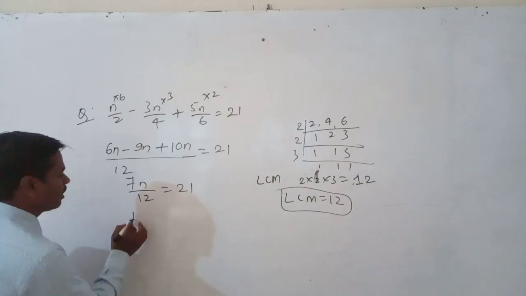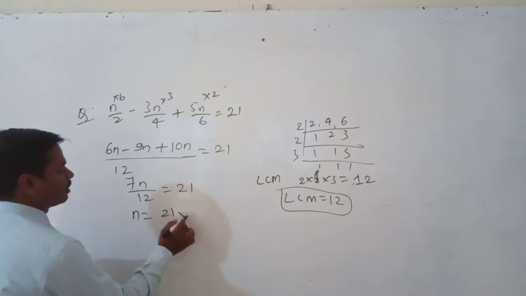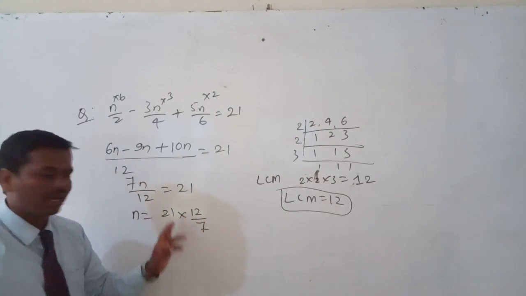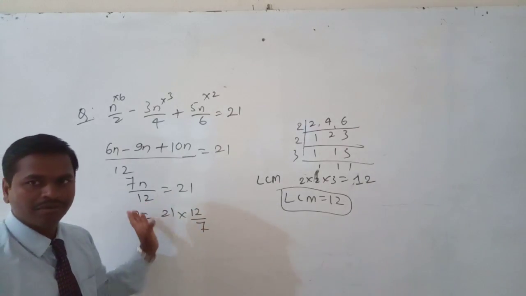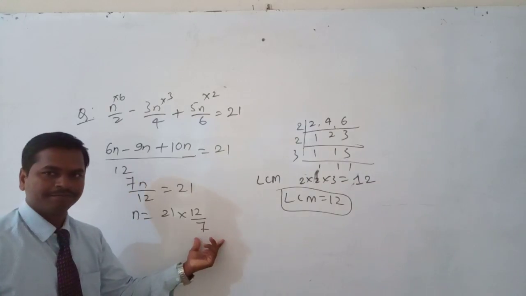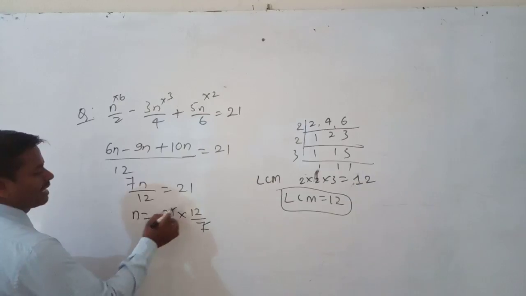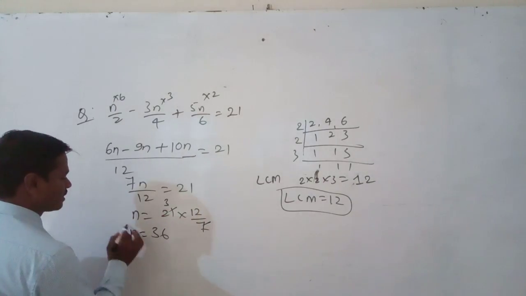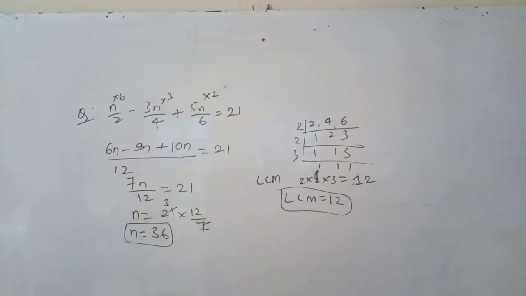Okay? N will stay on this side, 21. 7 by 12 will become 12 by 7. Okay, reciprocal. If you shift it to that side, the denominator goes to the numerator, and division will become multiplication. Now in this case, what happens here? 7 ones are 7, 7 threes are 21, 12 threes are 36. N equals 36 is the answer.